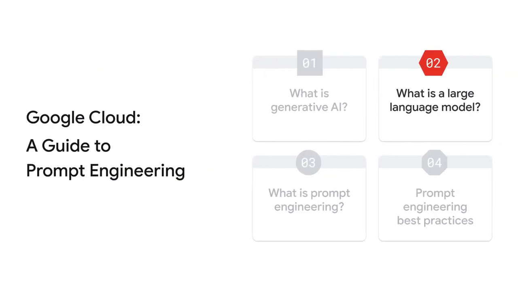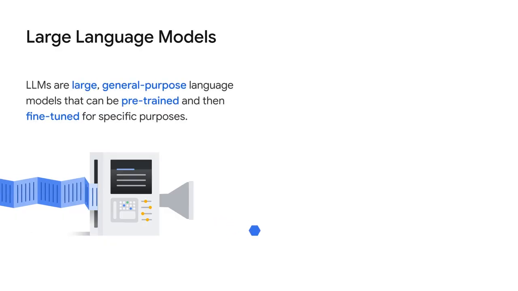Let's spend some time exploring large language models, which are highly sophisticated computer programs trained on gigantic amounts of data that can be in the text or image format. But how are they trained? And why do they need training at all? Large language models refer to large general-purpose language models that can be pre-trained and then fine-tuned for specific purposes.